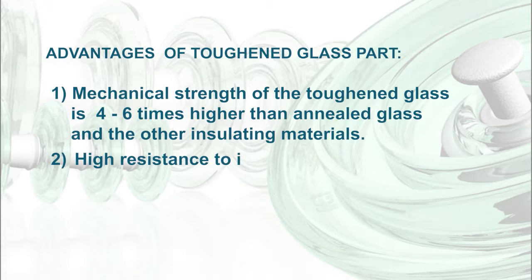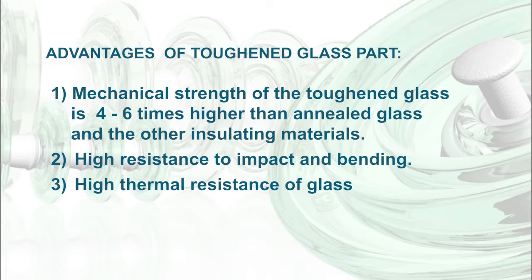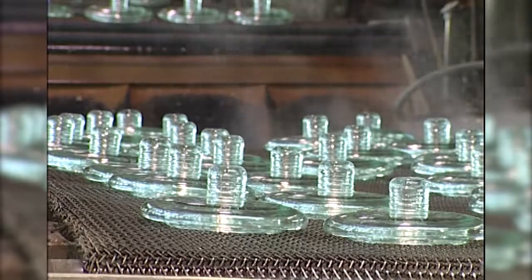2. High resistance to impact and bending is provided. 3. Increased thermal resistance. Glass insulators have the higher thermal stability with a 70 degrees centigrade temperature difference, unlike the other insulating materials. Toughening is a final stage of technological process. After it, the glass is not processed in order to avoid defects.